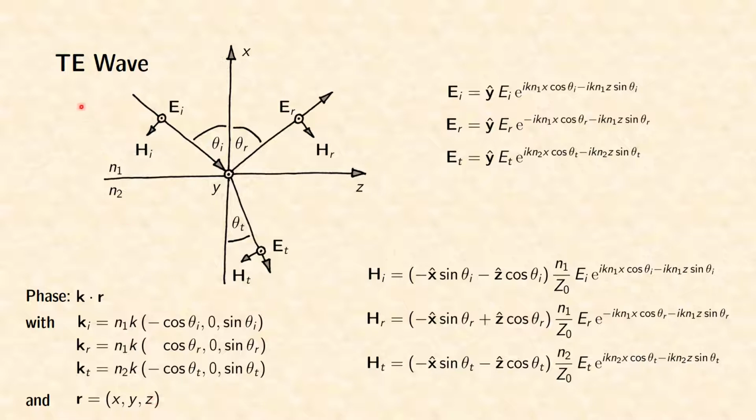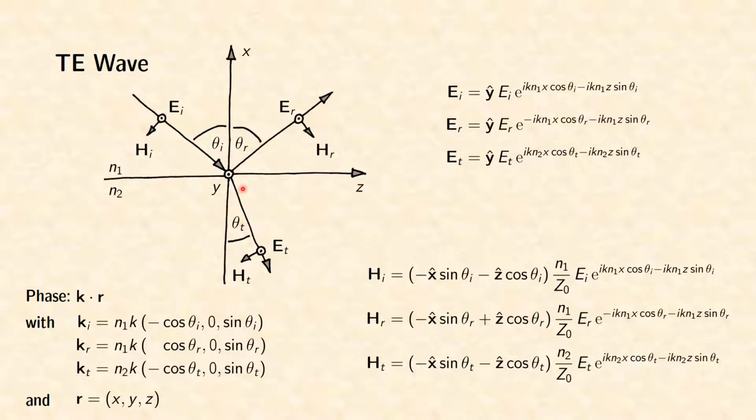At first, we will have a look at the TE wave. That means a plane wave, which is S-polarized, and that means that the electric field is parallel to the material surface, which in our case means it is polarized in y direction. Later we will also discuss the TM wave, where the magnetic field is parallel to the surface.